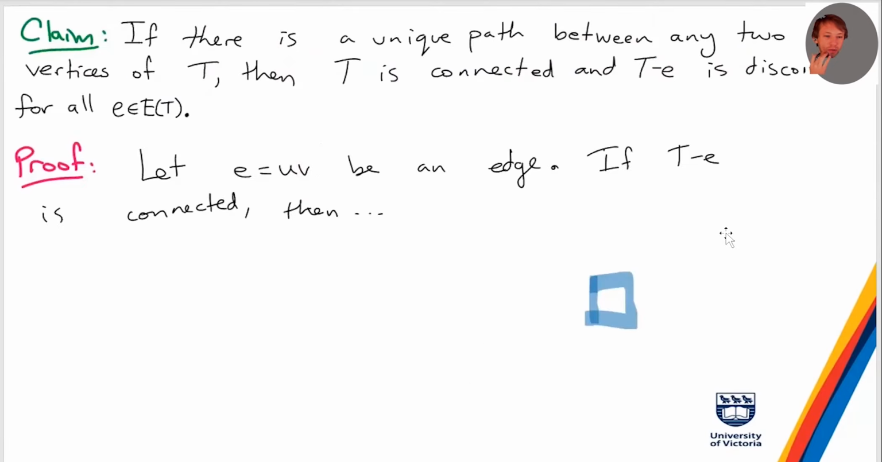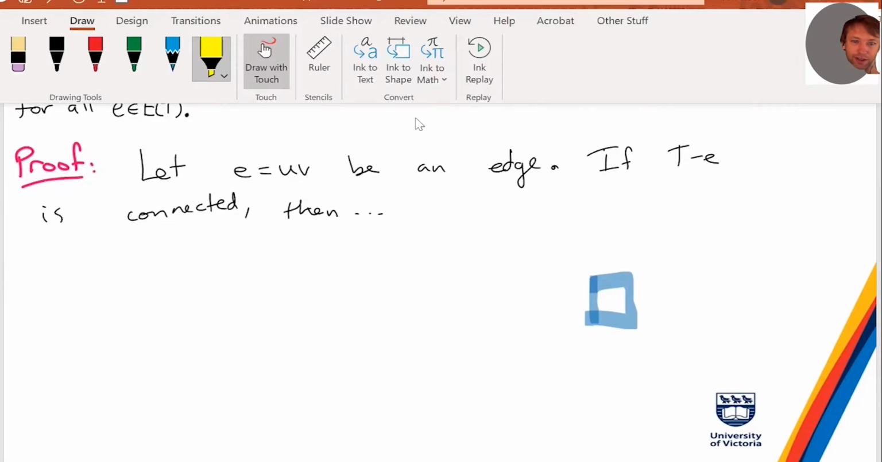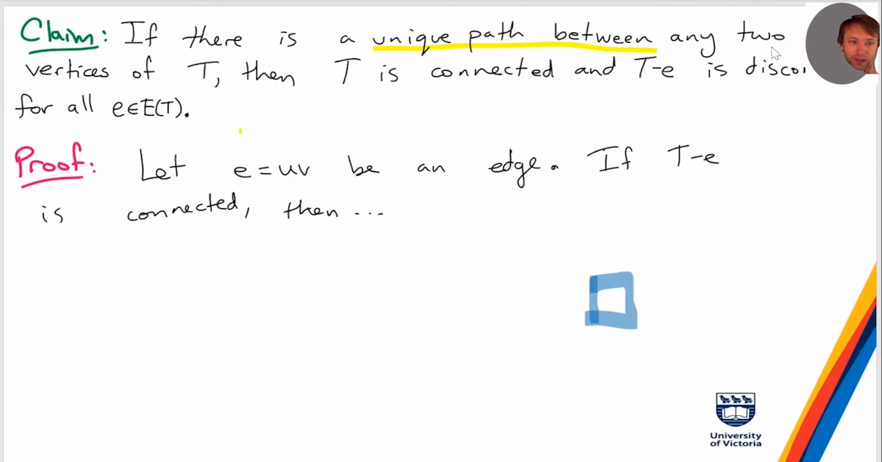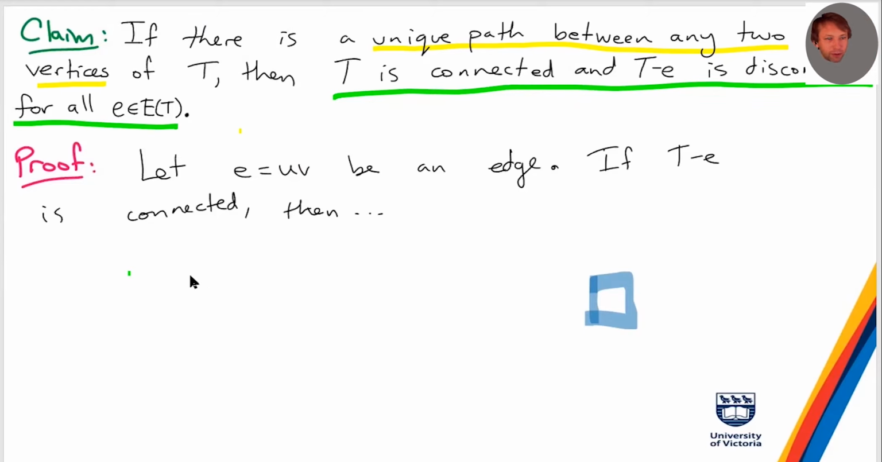Okay, so now we proved that the definition of tree implies unique paths between two vertices. Now let's prove that unique paths between any two vertices implies that the graph is connected, and if I delete any edge, it becomes disconnected, okay? So our assumption now is that there's a unique path between any two vertices. And our conclusion is that the graph is connected, and if you delete any edge, then it's disconnected. So is it clear what we're trying to prove?